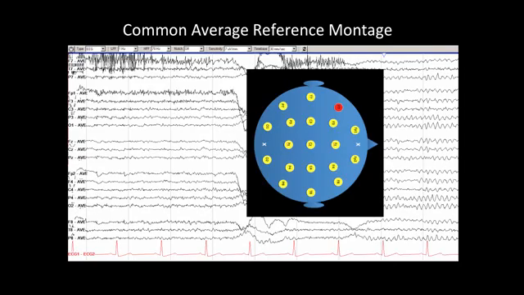Here we can see the layout of an average reference montage, which is very similar, but again we are comparing each channel to an average of the rest of the head. Some relative strengths and weaknesses of different montages are reviewed in a separate video. I will briefly review some commonly encountered EEG patterns, simply to whet your appetite for further EEG learning.